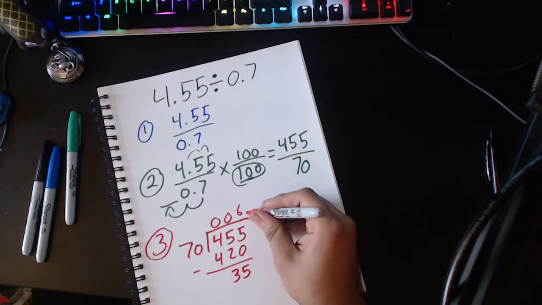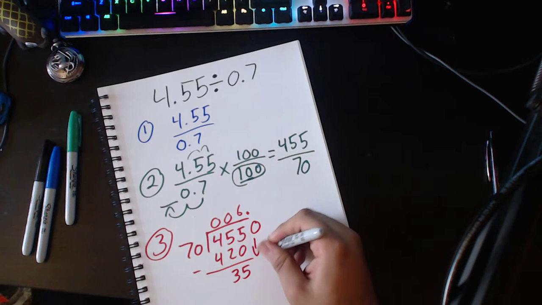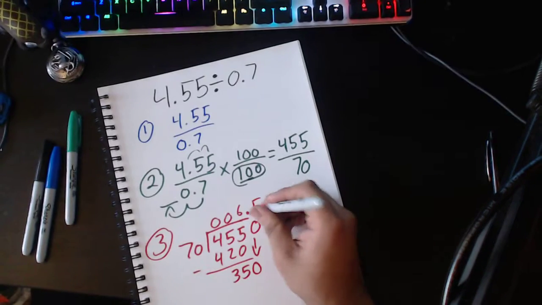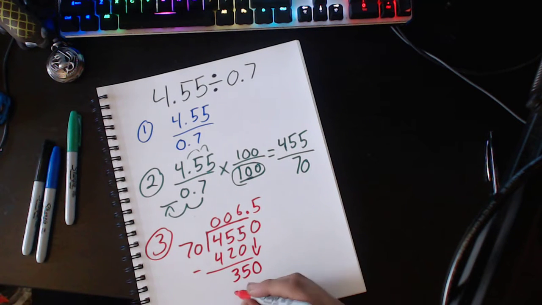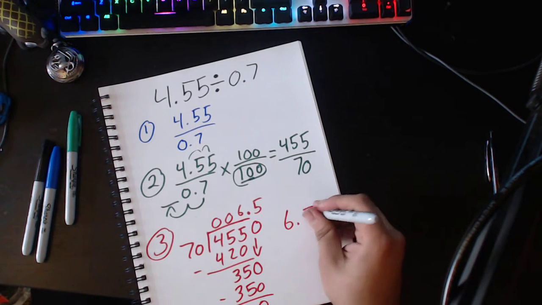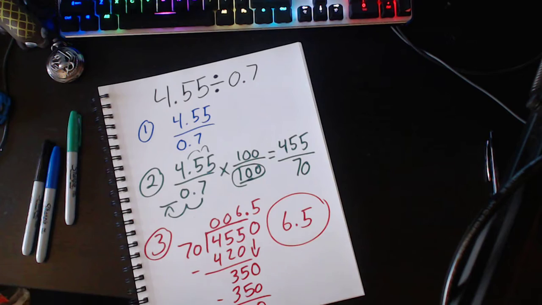So now we have 35. Add your decimal place. Add your 0. Bring your 0 down. 70 goes into 35, or really 70 goes into 350 5 times. 70 times 5 is 350. No remainder. Our answer is 6.5.